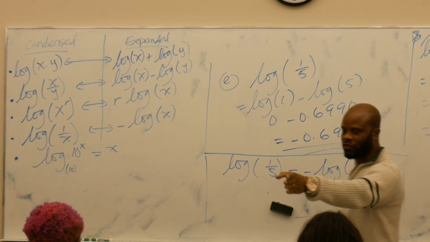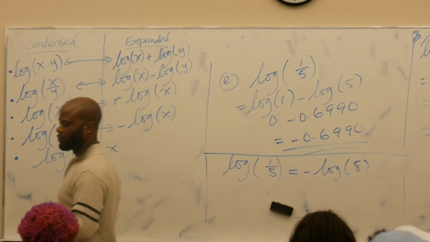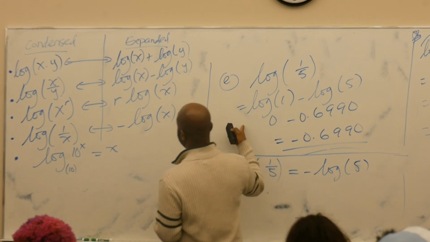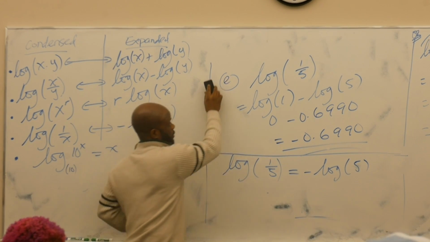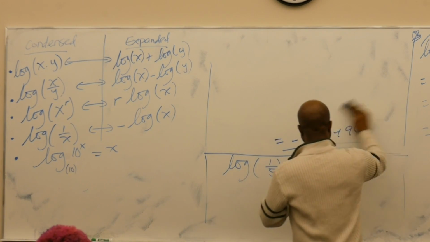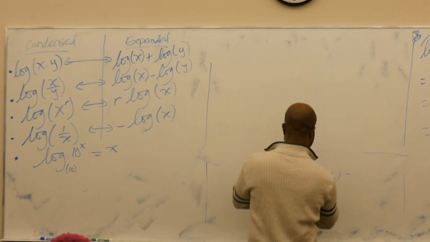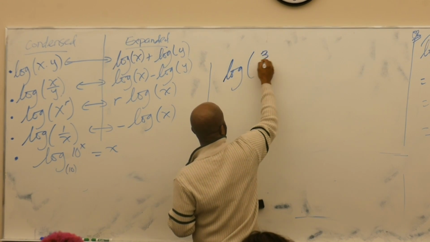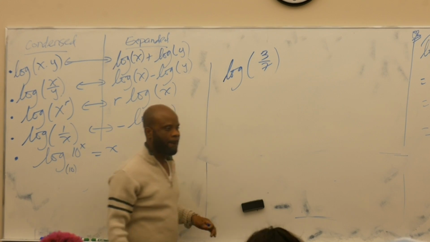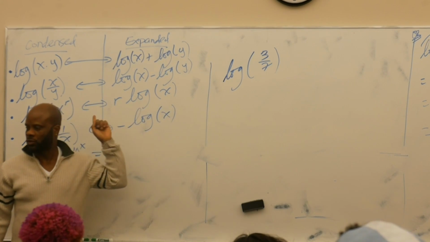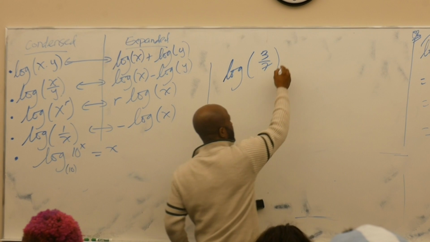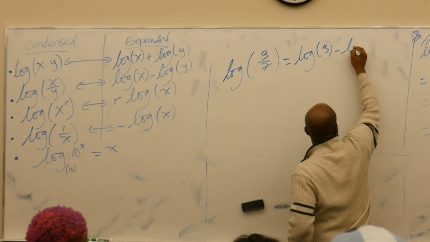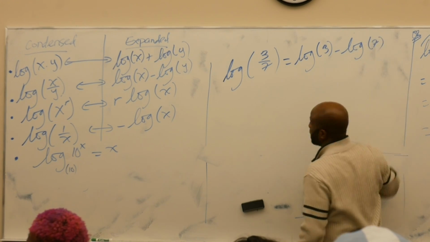F now answers your question. What if the numerator isn't 1? Well, we still deal with it, right? So, can I take this off the board? All right. F wants us to find the value of the log of 3/7. That's a quotient, right? So we write that as the log of 3 minus the log of 7.